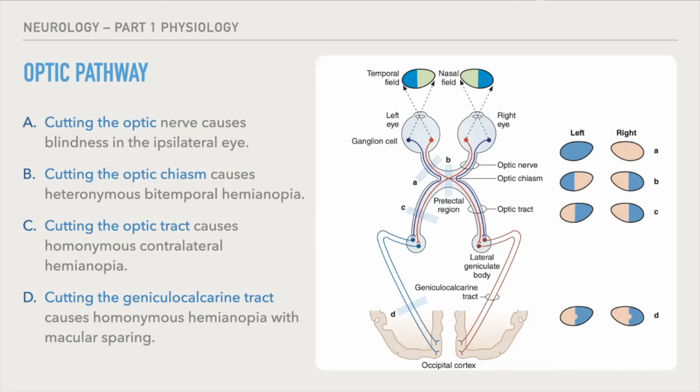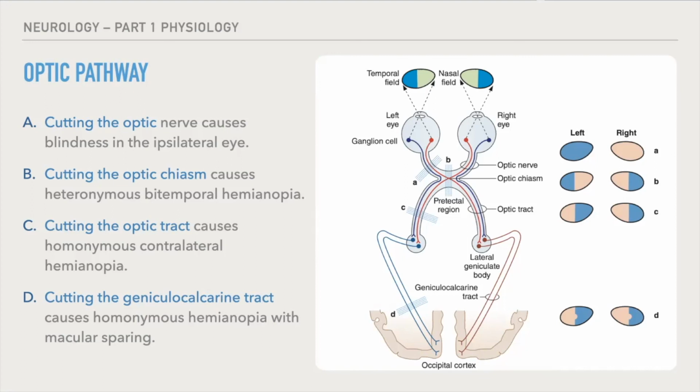And the fibers from each nasal hemiretina cross at the optic chiasma, as you can see in the picture. And the fibers from each temporal hemiretina remain ipsilateral. And therefore, fibers from the left nasal hemiretina and the fibers from the right temporal hemiretina form the right optic tract, and they synapse on the right lateral geniculate body. The fibers from the lateral geniculate body form the geniculocalcarine tract, and they pass to the occipital lobe of the cortex.